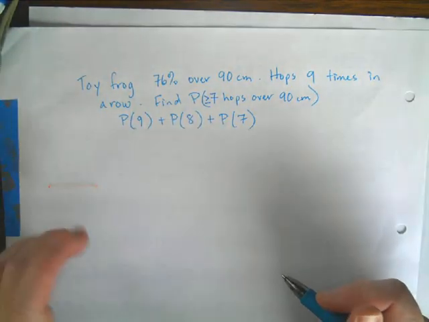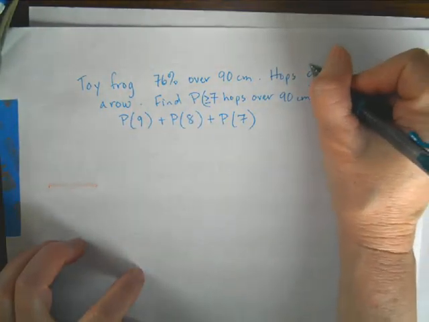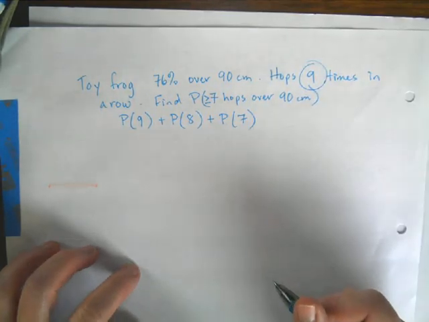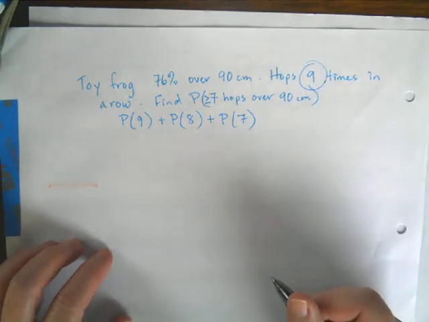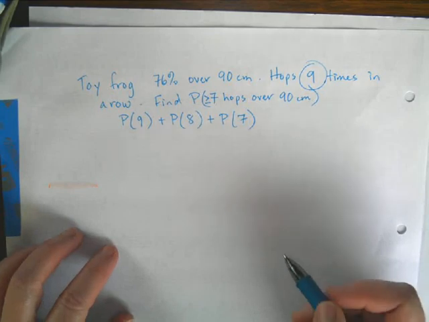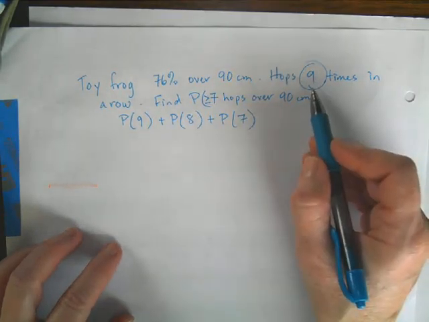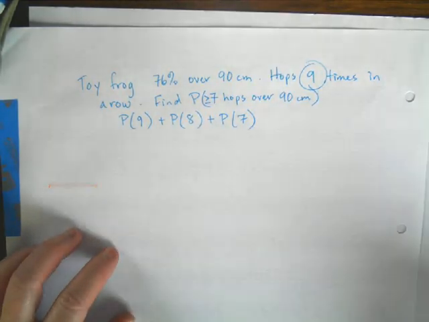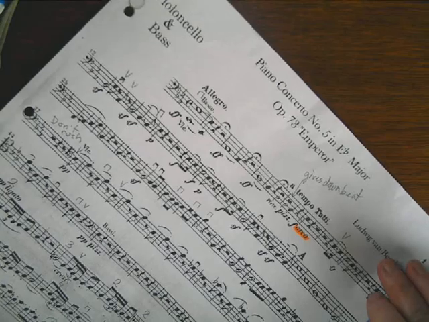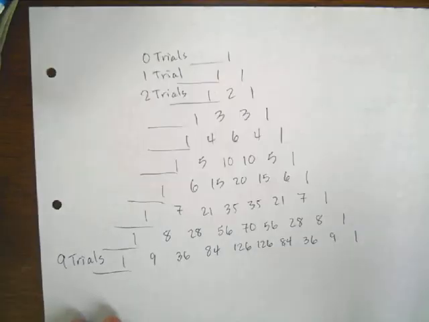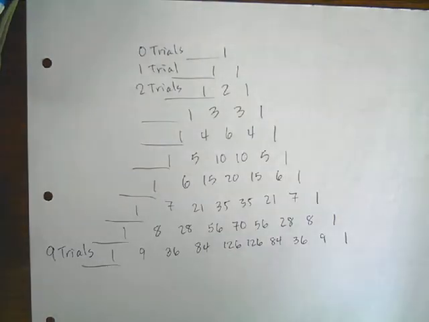So here's the number 9. So 9 is going to help us figure out from our Pascal's triangle what our coefficients are going to be. I actually pre-made my Pascal's triangle to save time for the video. I have it right here on the back of Beethoven's Emperor Concerto. Okay, good use of music. So I already set up my Pascal's triangle going down to 9 trials. So this would be 9 hops.